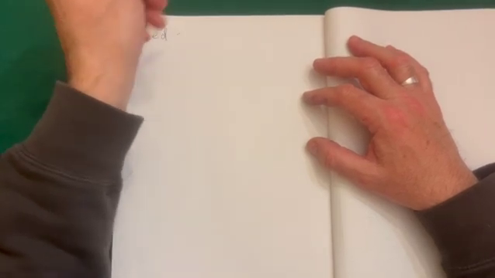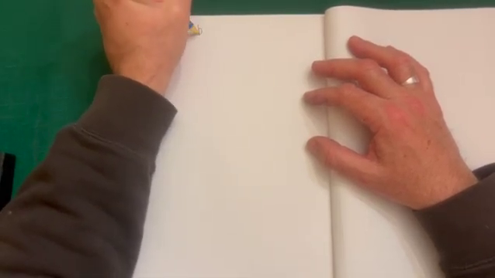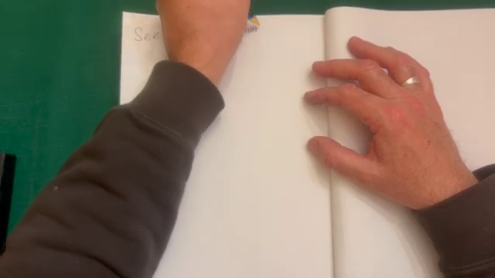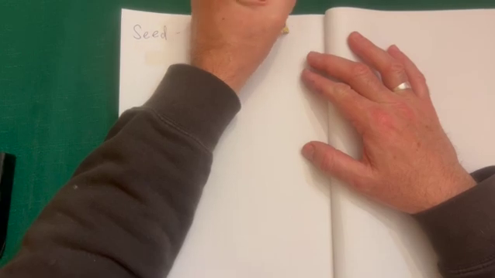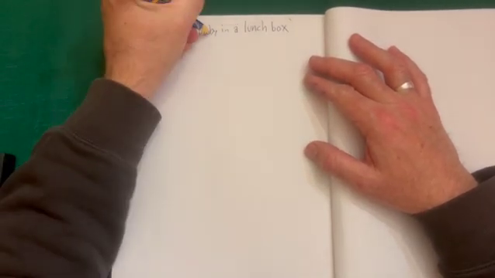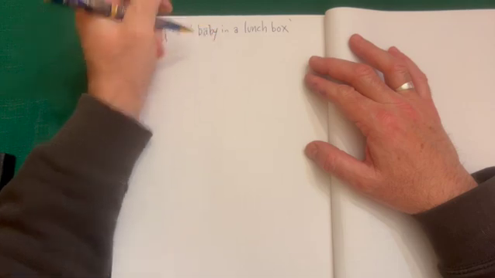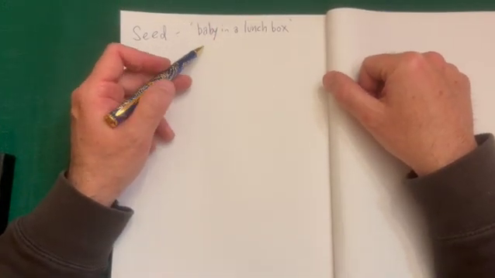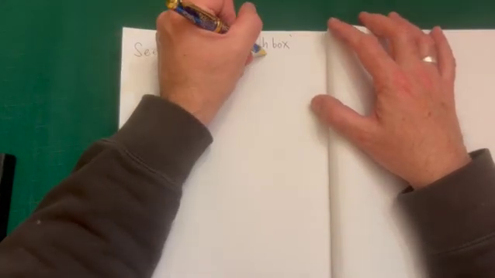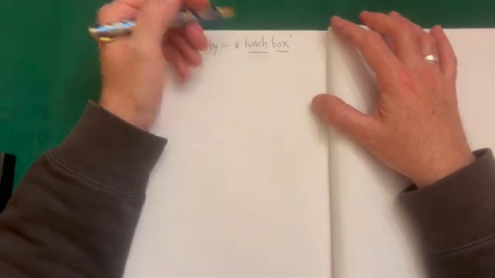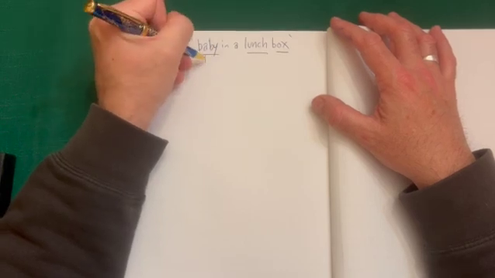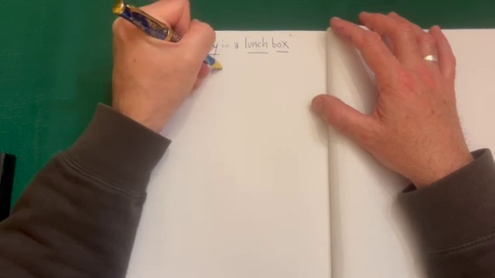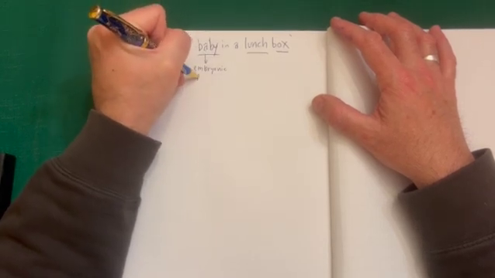A seed, as we teach at Auburn, is a baby in a lunchbox. Which sounds horrifying, till we realize that the baby is not there to be the lunch. The lunch is there to nourish the baby, and the box is there to protect the baby. So the baby is the embryonic sporophyte, the next generation.